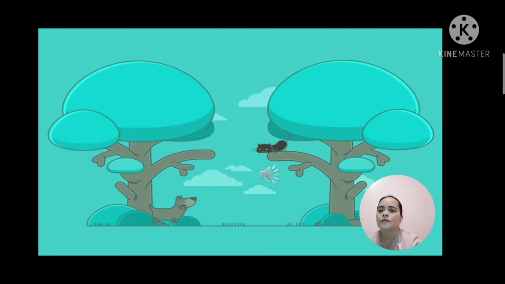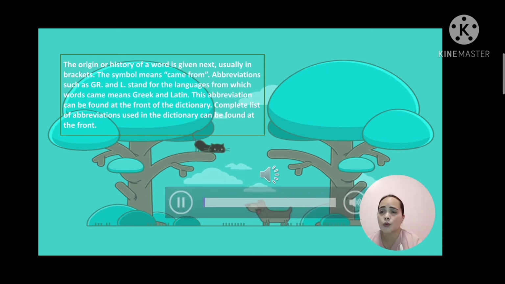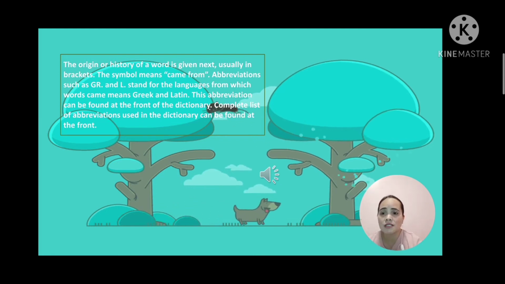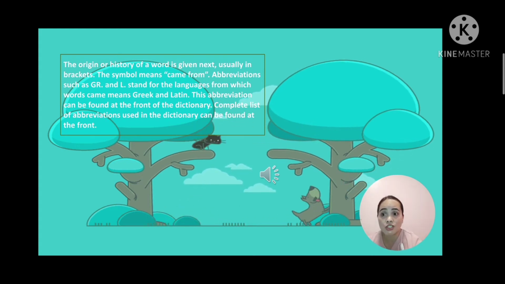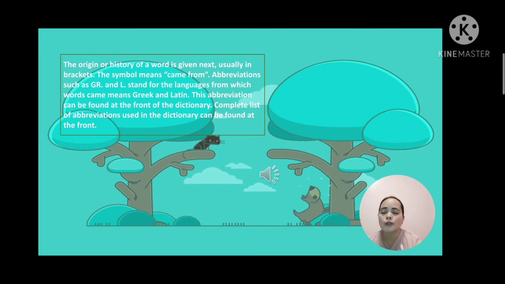Now, the origin or history of a word is given next, usually in brackets. The symbol means came from. So this is what I have been telling you, the etymology. So which country this word originated. Okay, then we also have a complete list of abbreviations used in the dictionary, which can be found at the front. That is why this video that I'll be showing to you, well, you can find there different abbreviations so that you will know what these abbreviations are.